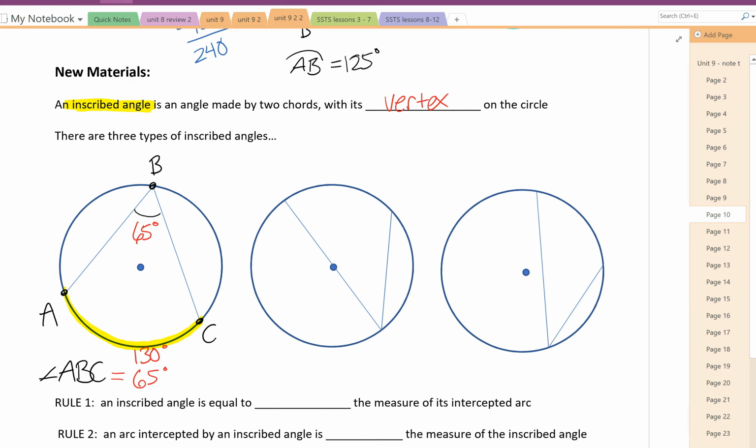Here's another example. The circle in the middle. I call that A, I can call this B, I can call this C.